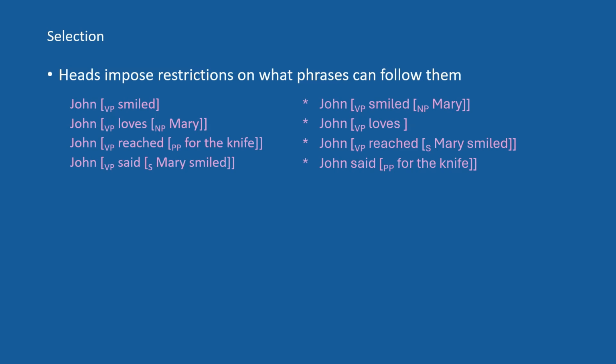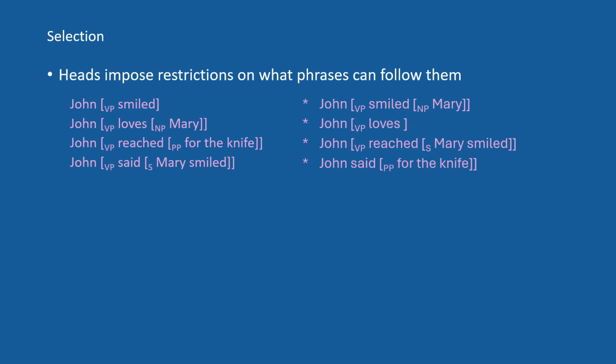Reach for the knife. And say is the kind of verb that is followed not by any particular phrase, but it's followed by a sentence. Mary smiled, in this case. John said, Mary smiled. Say is the verb that takes a sentence as its complement.